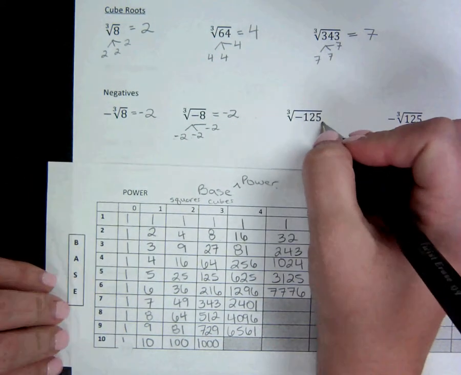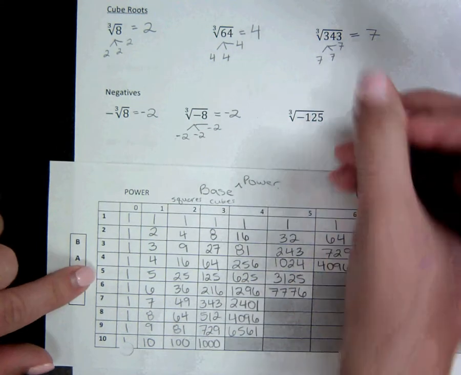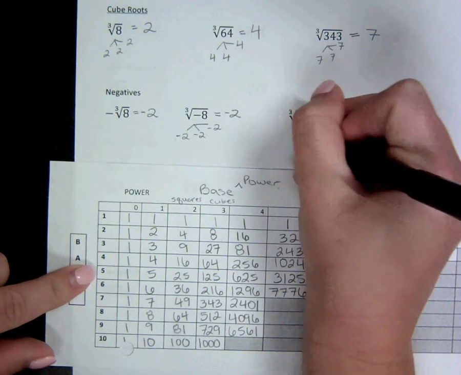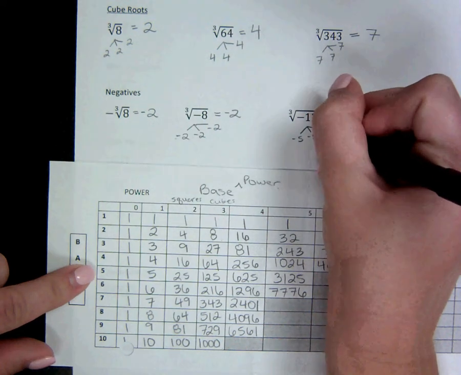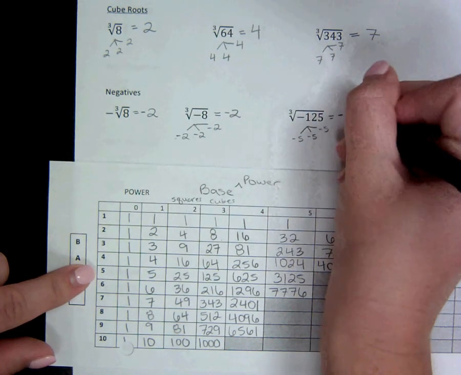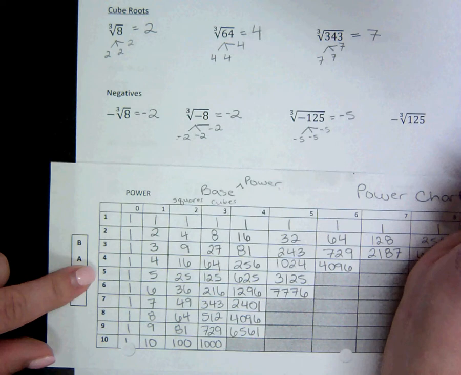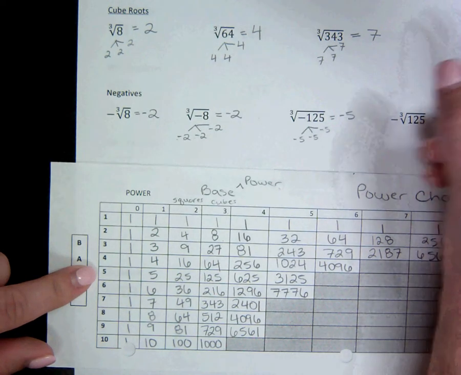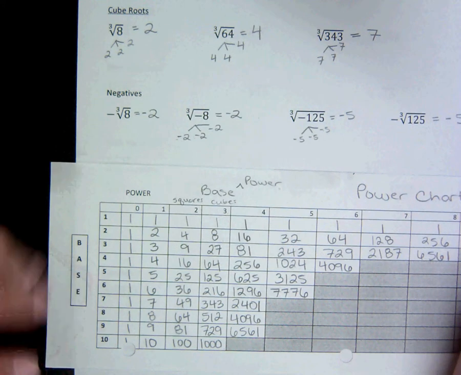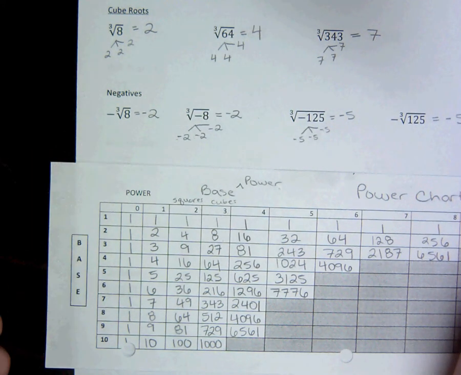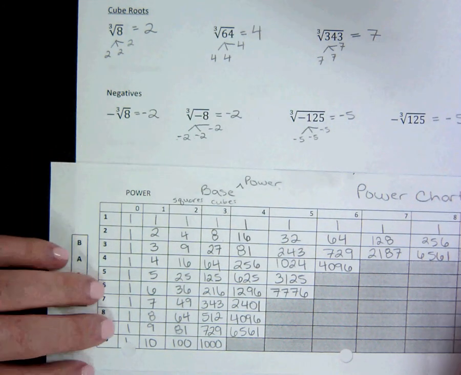Same thing with 125. It would be negative 5, and negative 5. Again, that third piece being negative allows for this to happen, the fact that it's a cube root. And if the negative's on the outside, you still get negative 5. So with cube roots, it doesn't matter where the negative is, you can still get an answer.